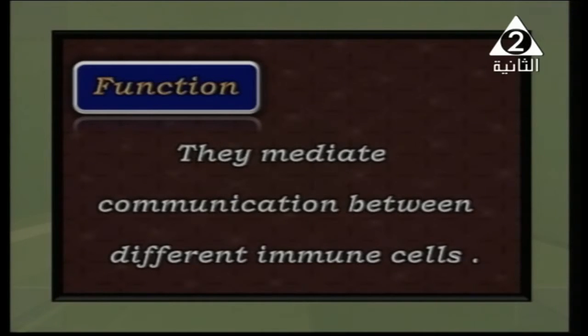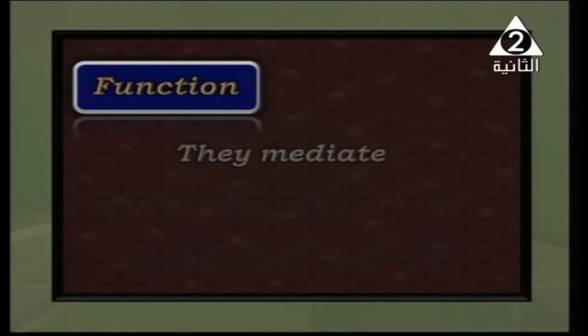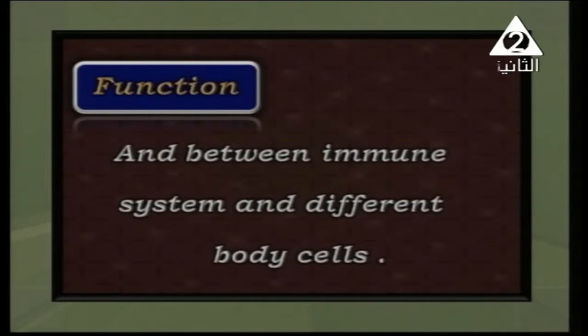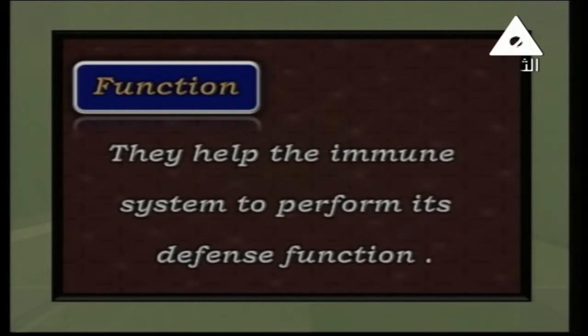Inter here means between, and interleukins means that they collect or link the immune system, as we said, because the immune system is a scattered system, and how can we collect it together? The different parts of the immune system need to reconnect together with the help of interleukins inside your body, and also between the immune system and different body parts. After that, they help the immune system to perform its defense mechanism or its defense function.